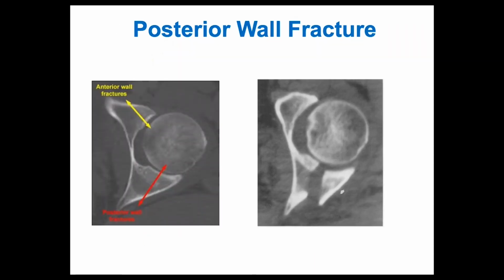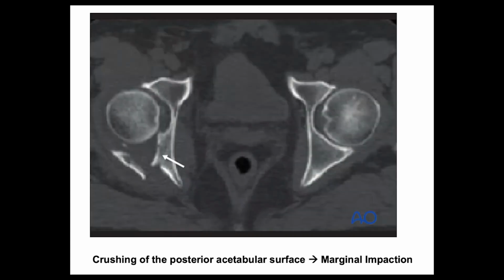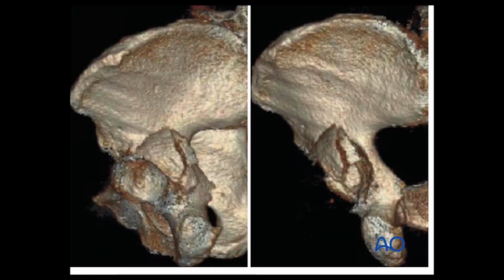That's how the posterior wall fracture would look on the axial CT scan cuts. Some posterior wall fractures might be associated with marginal impaction, where there is crushing of the posterior acetabular surface. As mentioned previously, a 3D rendered CT scan can be obtained to confirm the assessment made with the plain radiographs as well as the axial CT scans.